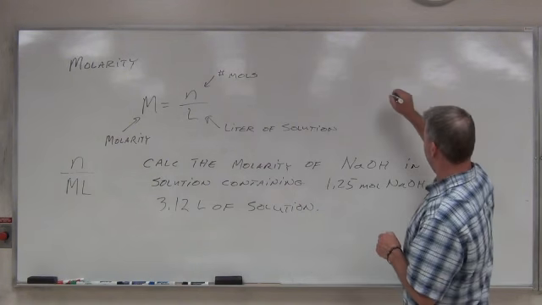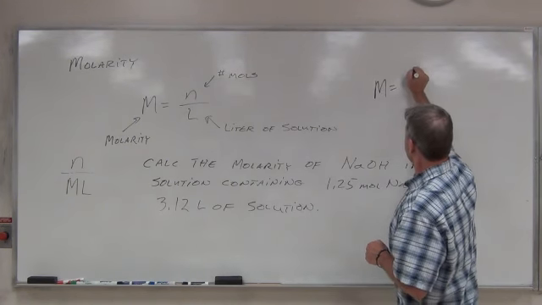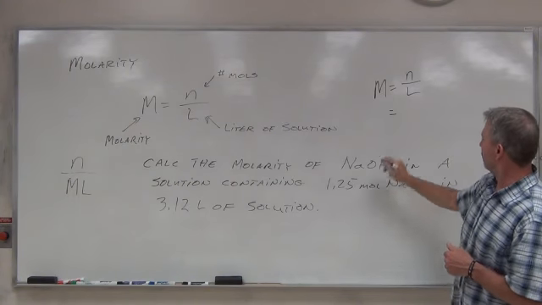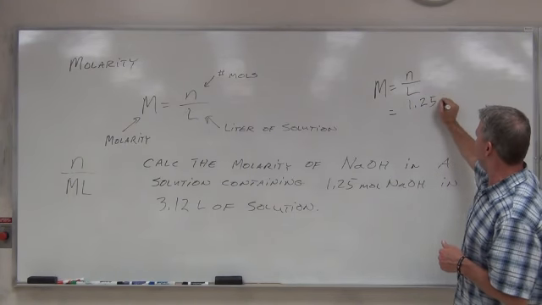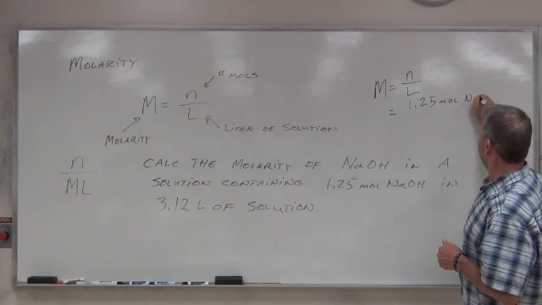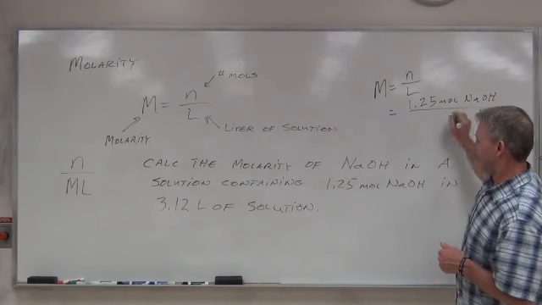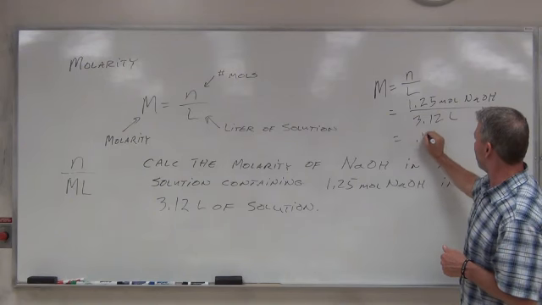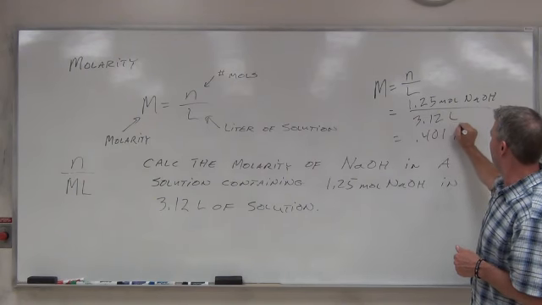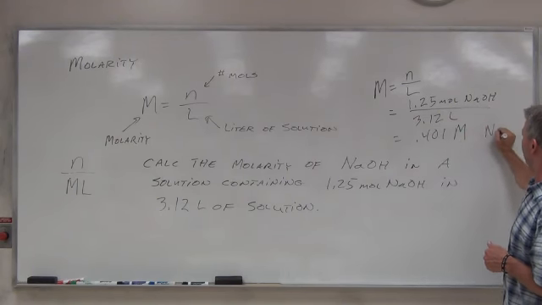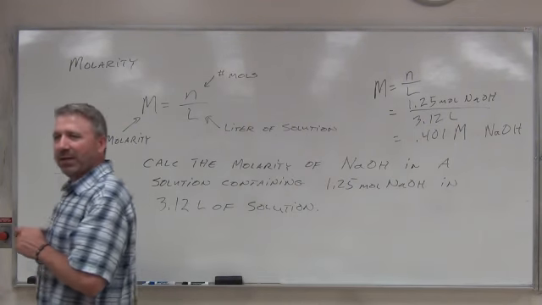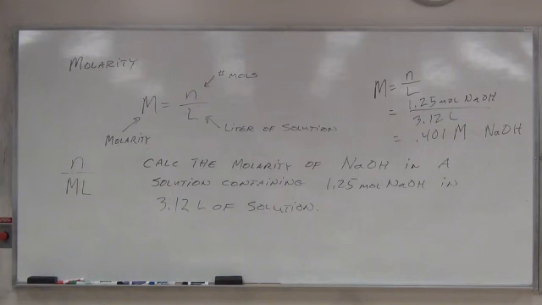Okay, so our formula, we have molarity equals number of moles over liter of solution, right? This is going to equal number of moles, 1.25 mole of NaOH, over 3.12 liter, that's going to equal 0.401 molar NaOH. Notice I took my moles per liter and I changed it to a capital M.